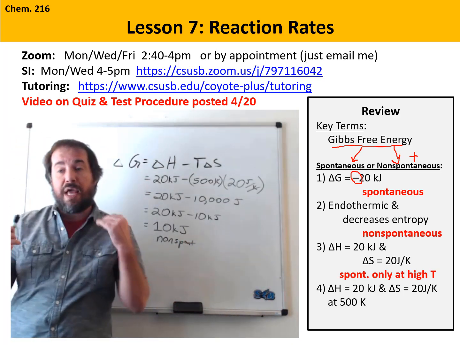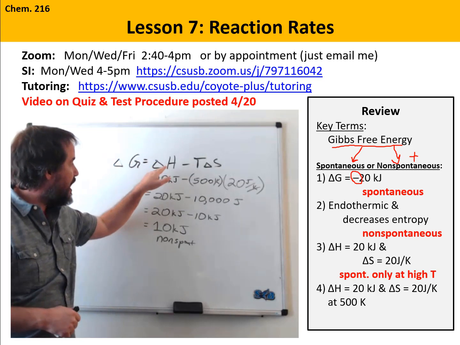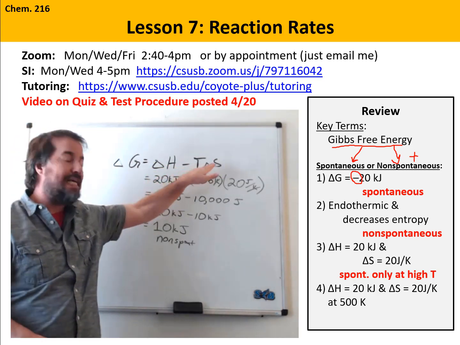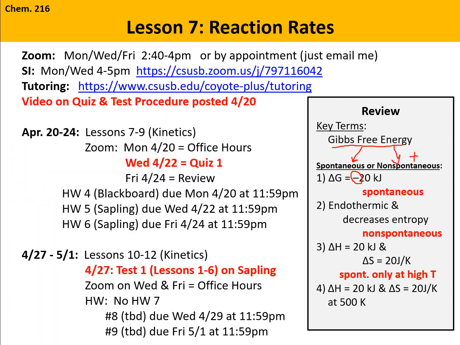All right, so what we have to do is always remember it's dependent on these 3 things: delta H, T, and delta S. If you want, go back to lesson number 6 and review this. This will be on the test.